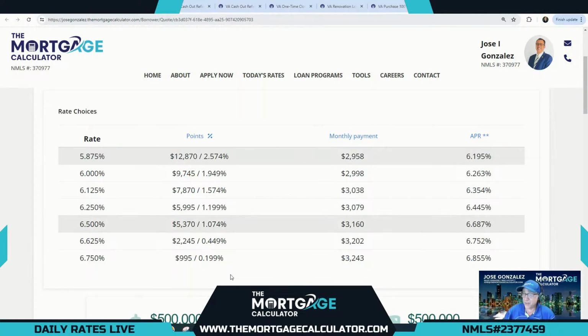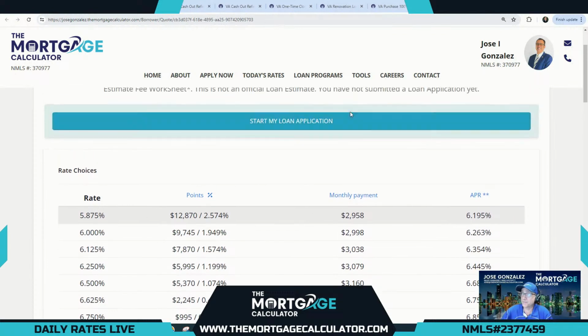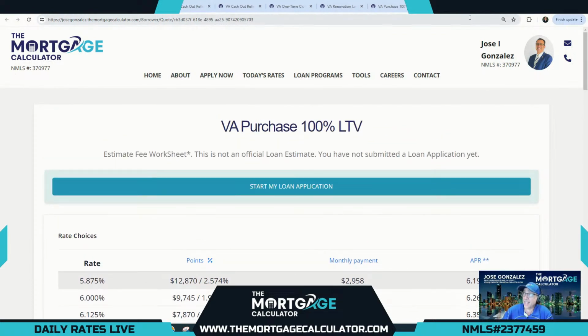So our lowest cost option here is an amazing 6.75% with only a 0.199 loan discount for that rate. And you can buy that down all the way to 5.875. It is great that we're starting to see those fives in front there again. So again, this is our standard VA 100% financing for a 1-unit property.